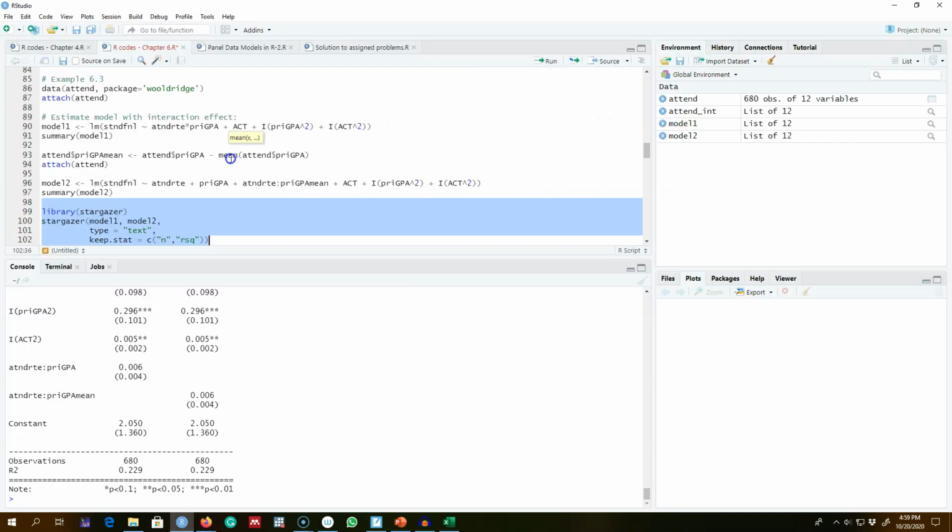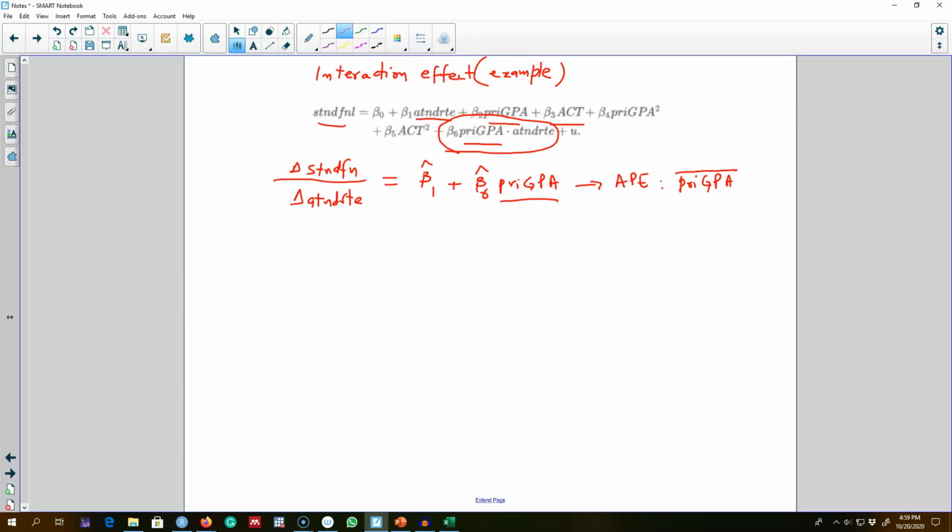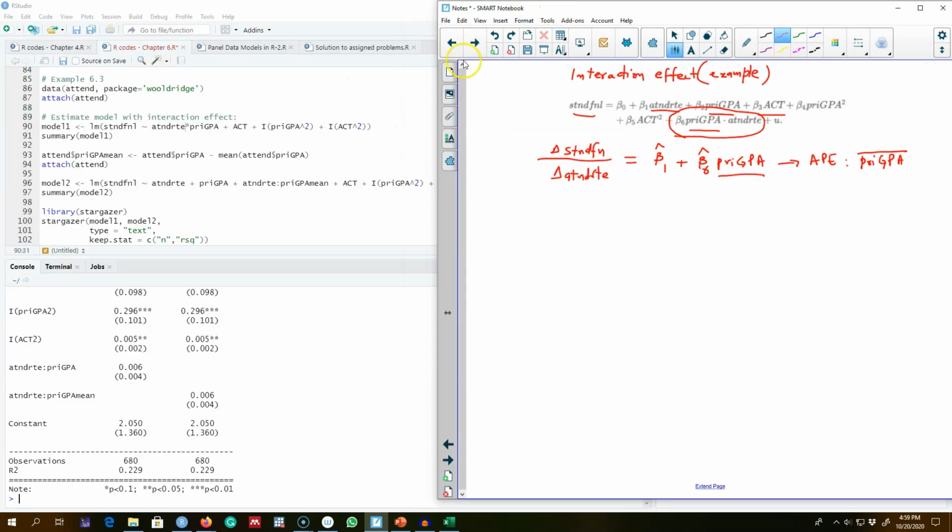Okay, so here we are. The data set is attend. I have attached the data set, and here this is my final outcome variable, and this is my interaction term between attendance rate and prior GPA. I have inserted a star in between these to estimate a model like this, where R will include not only attendance rate and prior GPA as separate variables, but also an interaction term between these two variables in the model. And then I have ACT in the model, and then the square of ACT.